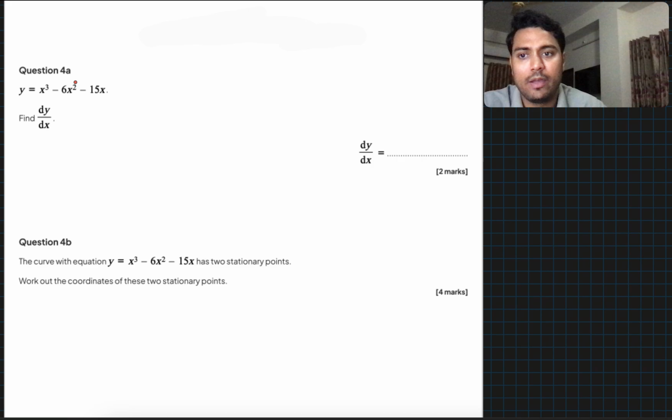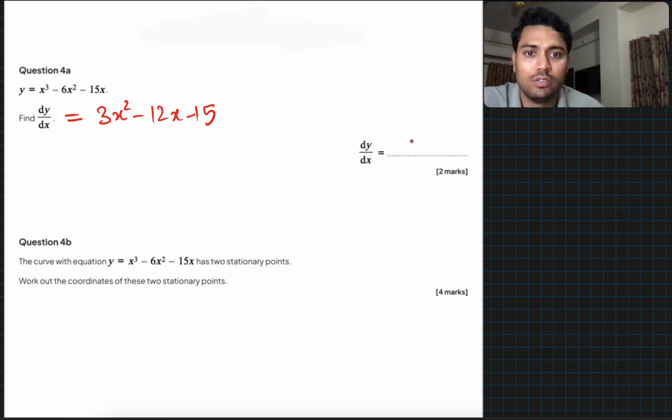Question number 4. y equals x cubed minus 6x squared minus 15x. We have to find dy/dx. So dy/dx will be 3x squared minus 12x minus 15. That's the answer: 3x squared minus 12x minus 15.